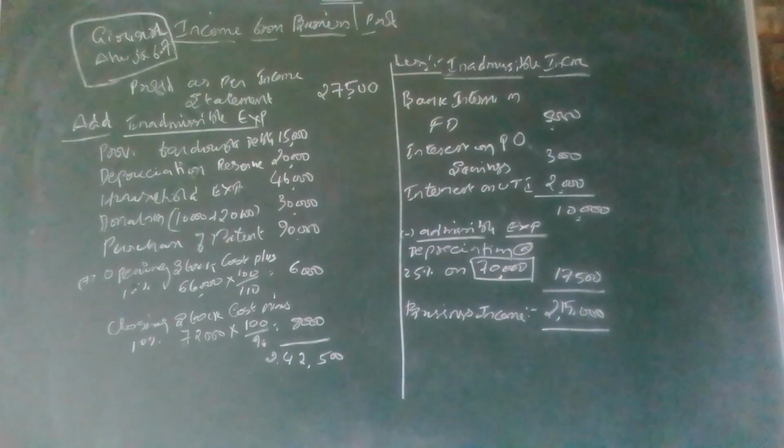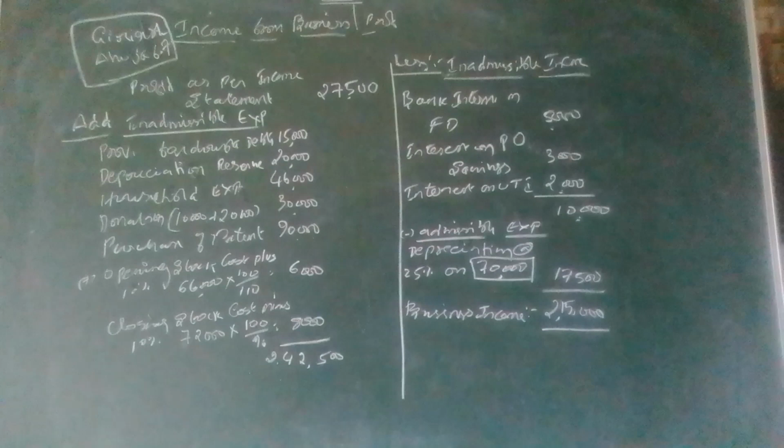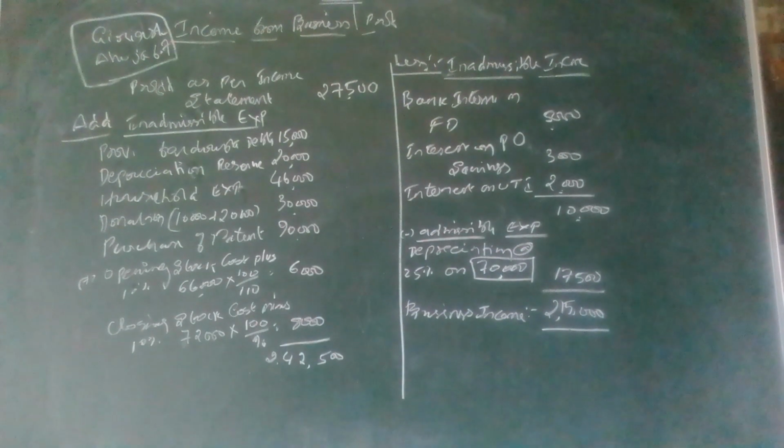This is a very important one, and we are given one income statement. Normally we solved the problems so far based on the P&L account, whereas in this we are given one statement. From that we have to prepare the business income. No adjustment is given in this, everything is given in that statement.